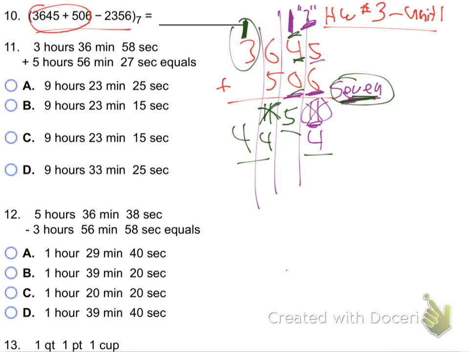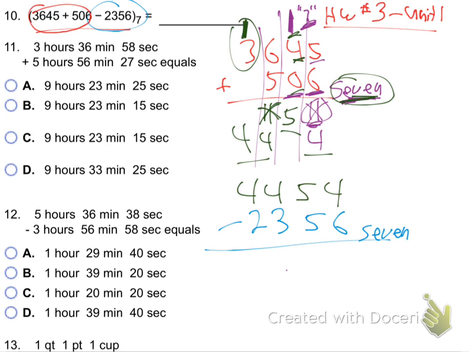Now we've got the 4, 4, 5, 4. And the final leg of this journey is we're going to subtract 2, 3, 5, 6, base 7. Okay? Now let's take away 6 from 4. You can't take 6 from 4, you've got to borrow. So go to this 5, make it 4. But in our base 10 system, I would put a 1 because the 4 would become 14. I just added 10 to it. But that's what we do in base 10.